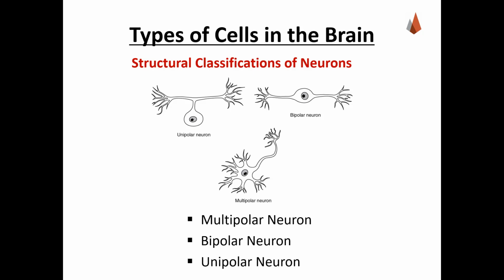So in general, when you think of neurons, you're thinking of multipolar neurons, but we also have bipolar neurons and unipolar neurons. So there are different shapes of neurons. But I don't want you to focus as much on that as I do on the functional classification, on the difference between a motor neuron and a sensory neuron and that sort of thing.